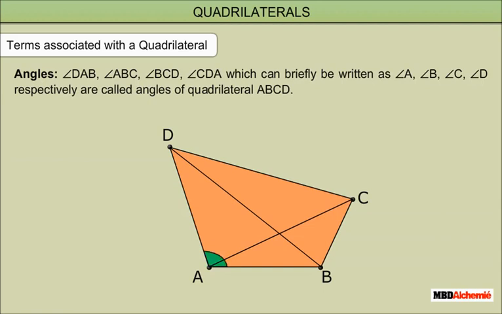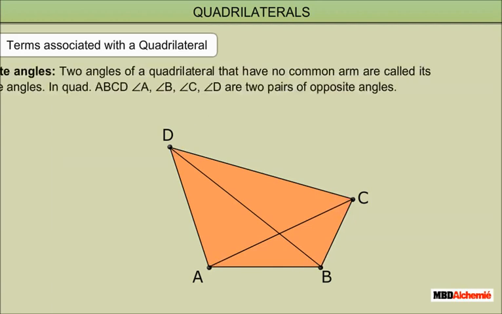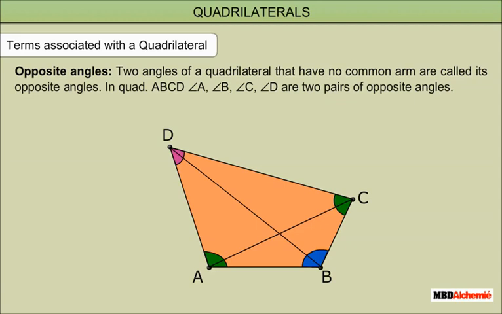Angles. Angle DAB, angle ABC, angle BCD, angle CDA, which can be briefly written as angle A, angle B, angle C and angle D respectively, are called the angles of quadrilateral ABCD. Opposite angles. Two angles of a quadrilateral that have no common arm are called its opposite angles. In quadrilateral ABCD, angle A and angle C, angle B and angle D are two pairs of opposite angles.